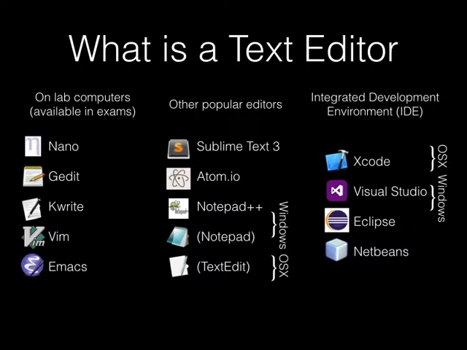What is a text editor? Well, any things that edit text. These are the ones available on your lab computers, and these are some other popular ones. We've got Sublime Text 3, which is very popular. Atom.io is GitHub's new editor, which is very much like Sublime. Pretty cool stuff. Notepad++, which turns out is actually the most popular text editor in the world. What? I know, it's weird. According to Stack Overflow's recent survey. So, it's the most popular among Stack Overflow users, which might tell you something.